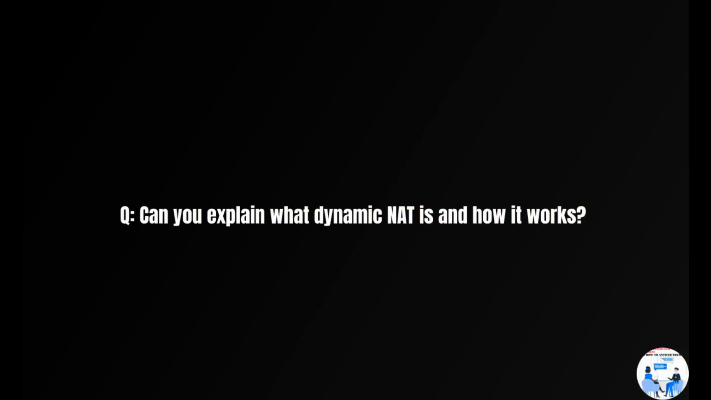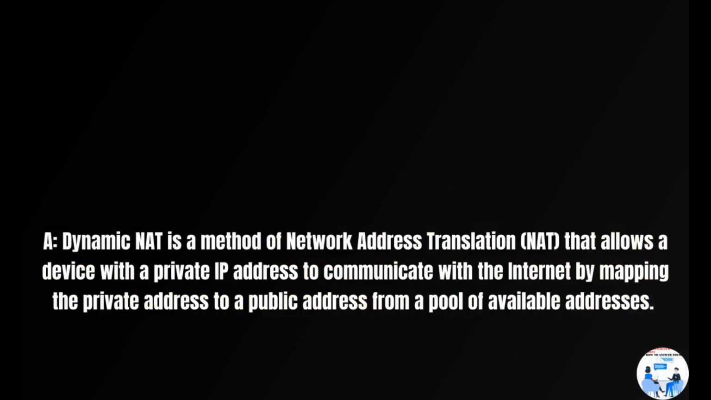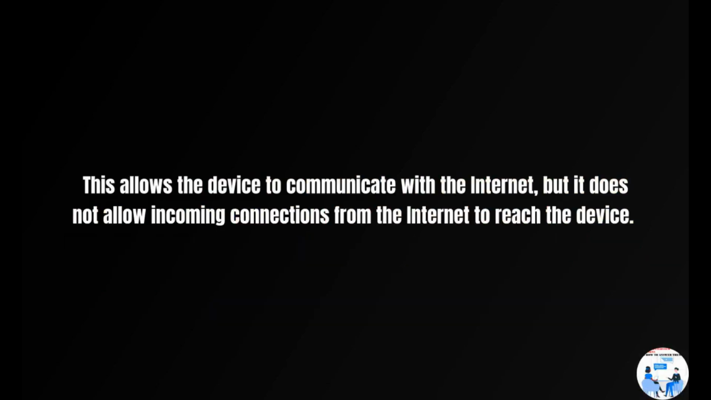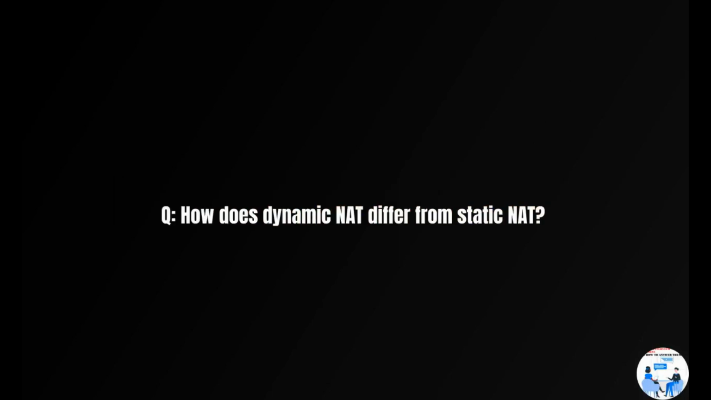A. Dynamic NAT is a method of network address translation, NAT, that allows a device with a private IP address to communicate with the Internet by mapping the private address to a public address from a pool of available addresses. When the device wants to initiate a connection to the Internet, it sends a request to the NAT device, which selects an available public address from the pool and establishes the connection using that address. This allows the device to communicate with the Internet, but it does not allow incoming connections from the Internet to reach the device.